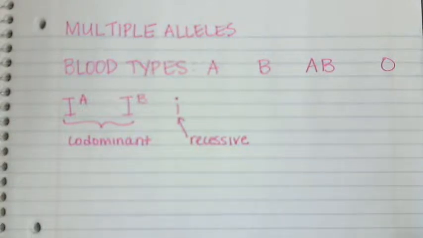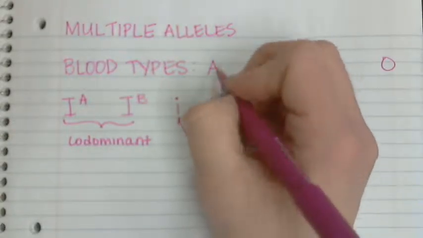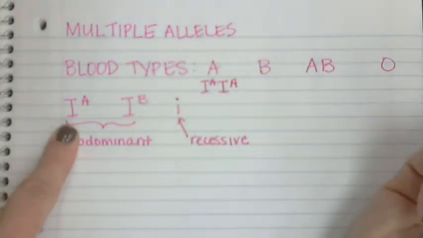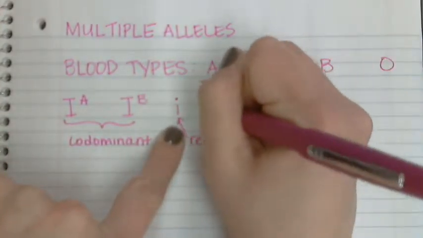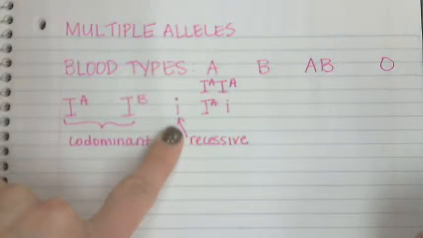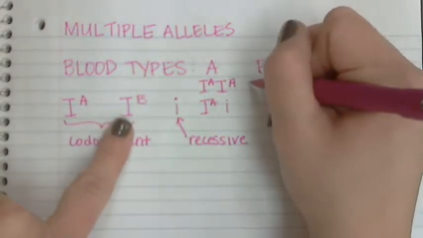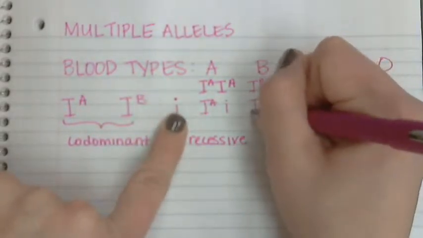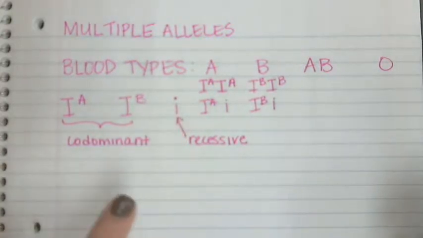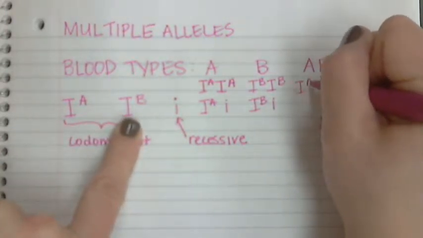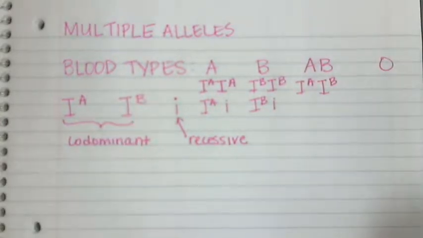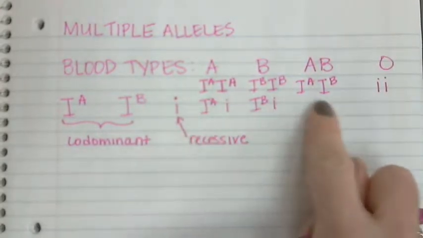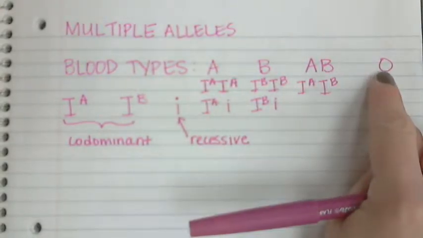So you can have several different genotypes. For type A, you could have 2 of the A alleles, or you could have a dominant and a recessive. For type B, you have the same situation. You could have 2 B alleles, or you could have a dominant and recessive. For type AB, you have a codominant situation. So you have an A allele and a B allele. For type O, you get 2 recessive alleles. So these are all the genotypes, and these would be all of the possible phenotypes.